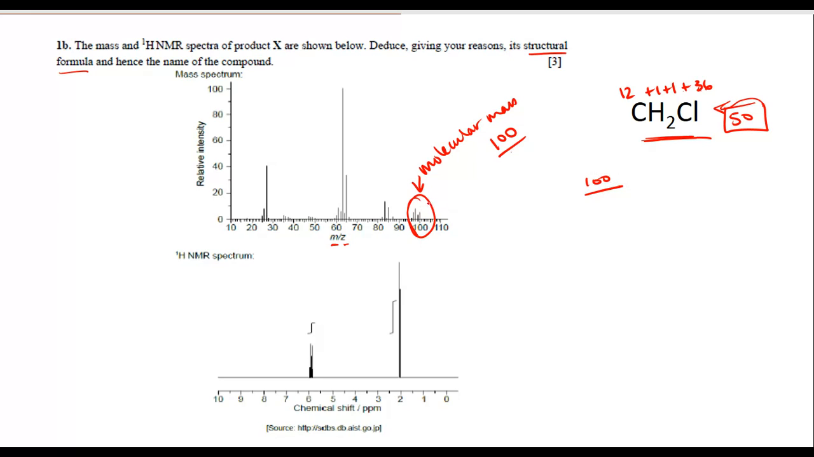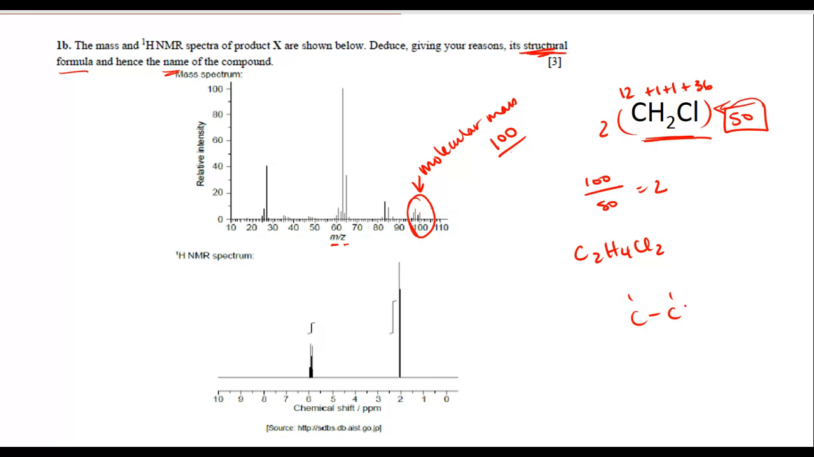My molecular mass for the molecular ion on the mass spec is 100. Divide those, we get a scale factor of 2. So I'm going to multiply my empirical formula by 2. C2H4Cl2 is going to be our molecular formula. So to figure out the structure and the name, I need to know which isomer of this we're looking at. So there are 2 options.